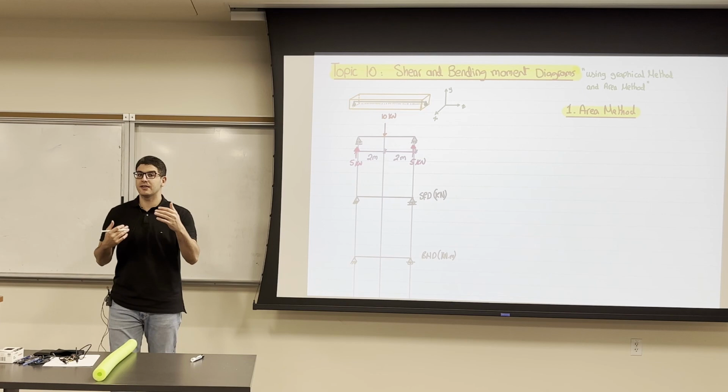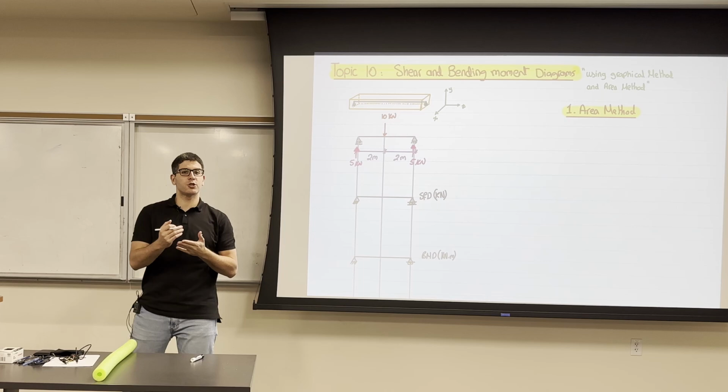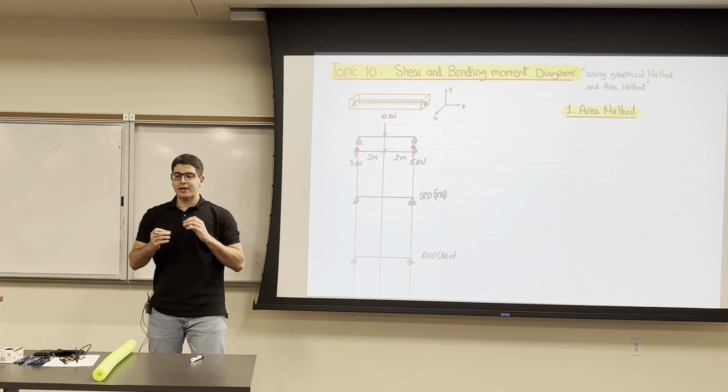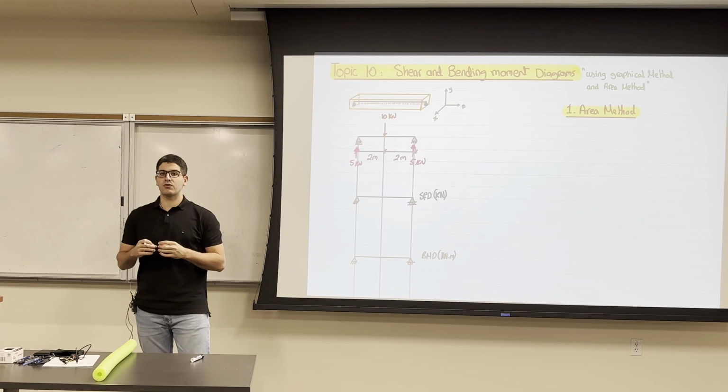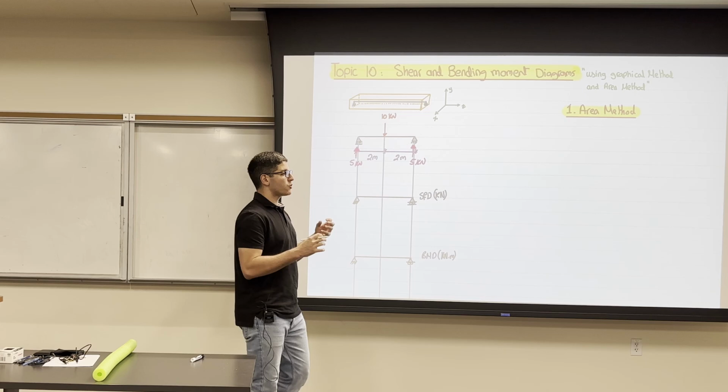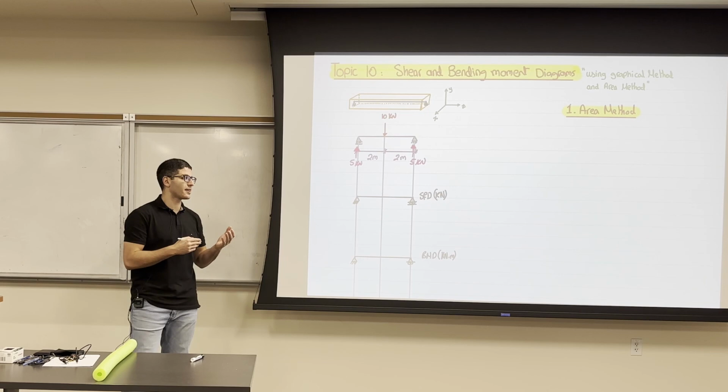For example, if you take the derivative of the moment, you will find the shear. If you take the derivative of the shear, you will find the load. So you were able to derive all these functions last time, and they were important so that today we can take another method, the area method, which is a very quick method. It doesn't take much time, unlike the one that we had last time.